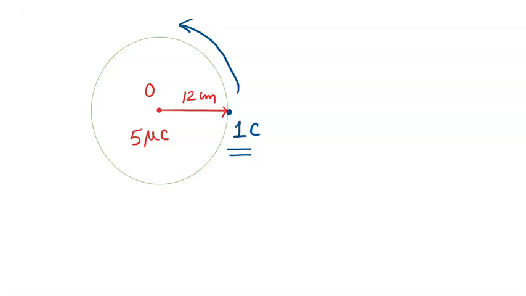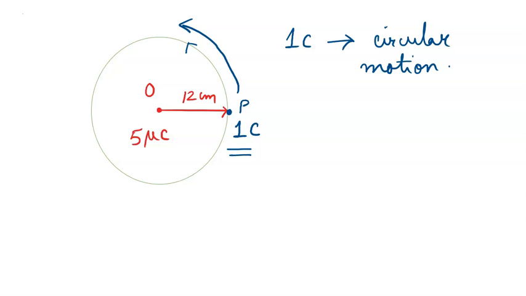Now see, when the 1 coulomb charge is at a point on the circumference and it is moving, it is in circular motion, because when we are rotating 1 coulomb of charge, it is in circular motion around the circle. So in circular motion, what will be the direction of the displacement? Suppose for the initial position the 1 coulomb charge is at point P. After some time, the charge is at point Q.